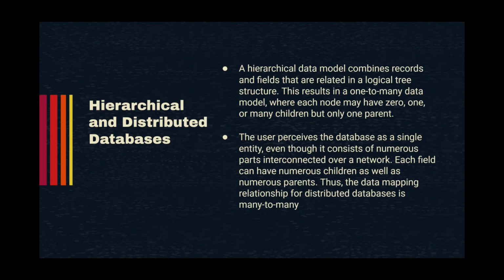This results in a one-to-many data model, where each node may have 0, 1, or many children but only one parent. In a distributed database, the user perceives the database as a single entity, even though it consists of numerous parts interconnected over a network. Each field can have numerous children as well as numerous parents. Thus, the data mapping relationship for distributed databases is many-to-many.